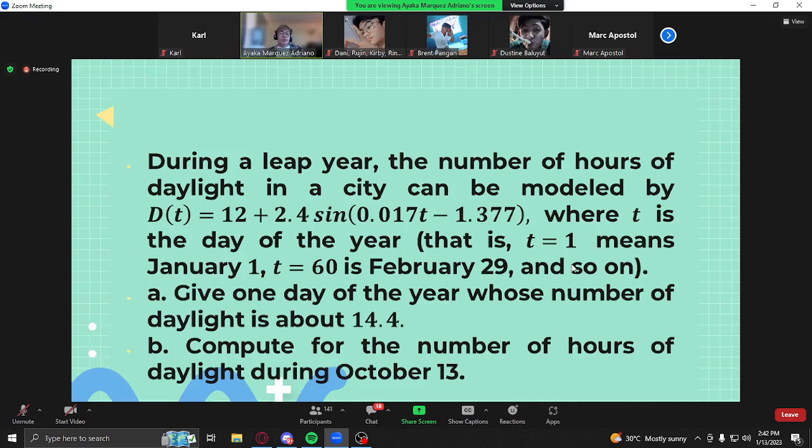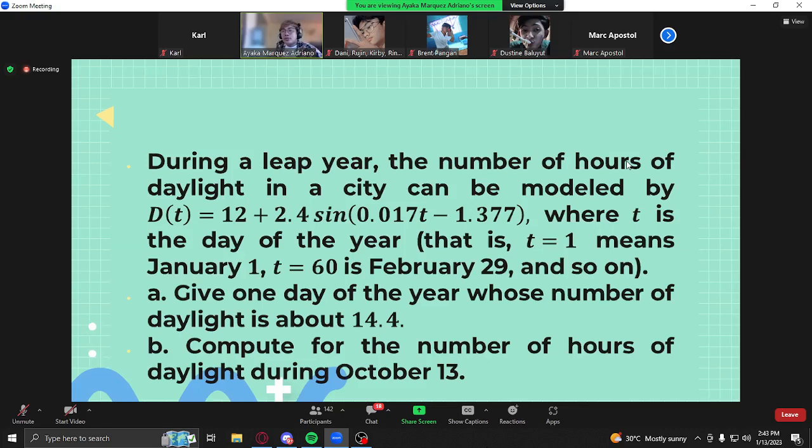And then for letter B, we also need to compute the number of hours of daylight during October 30. Ano ba yung ibig sabihin ng number of hours of daylight? Di ba pagka summer, like March, pinakamahaba yung araw natin kasi kaya nga siya summer, no? We have the longest daylight pagdating ng summer. Pero pagka winter, di ba nag-daylight saving time tayo? Kasi agad dumidilim, no? 5:30 pa lang madilim na.